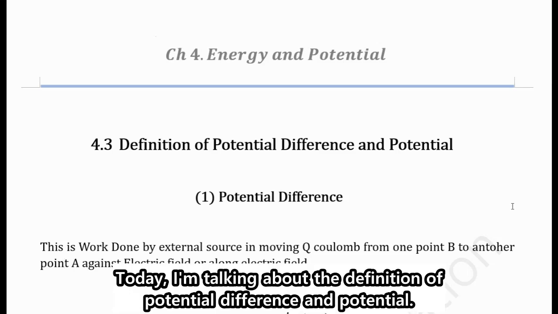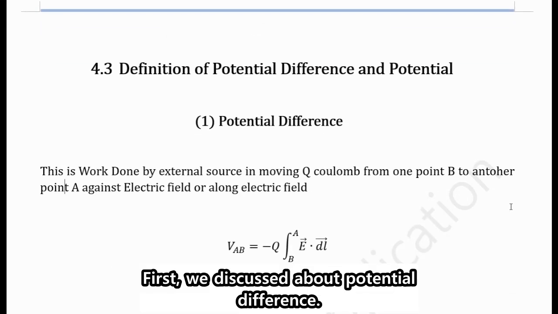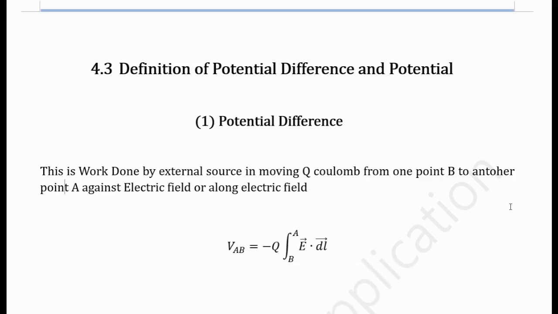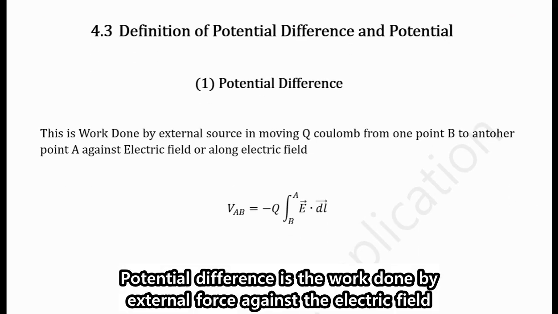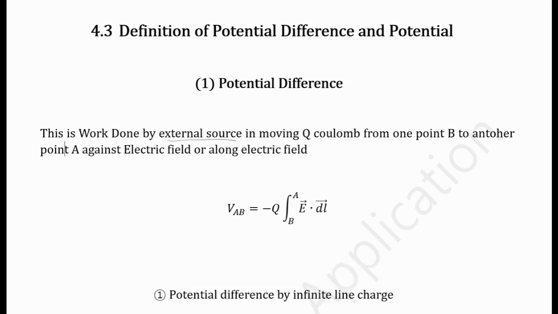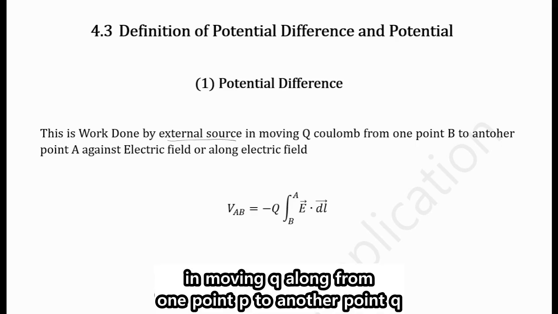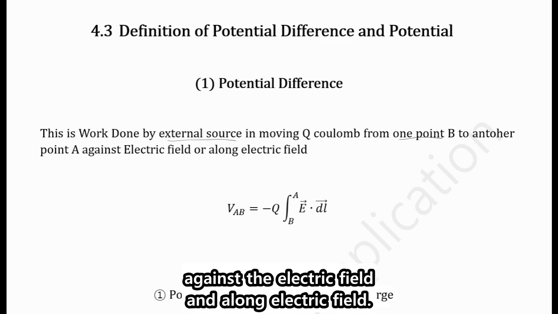Today I'm talking about the definition of potential difference and potential. First, we discuss potential difference. Potential difference is the work done by an external force against the electric field in moving Q Coulomb from one point P to another point Q, against the electric field and along the electric field.